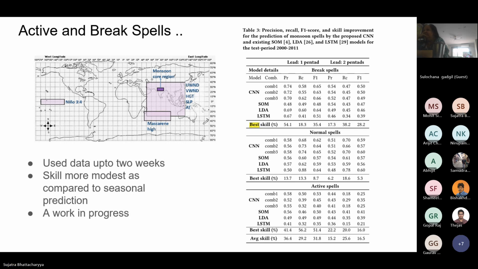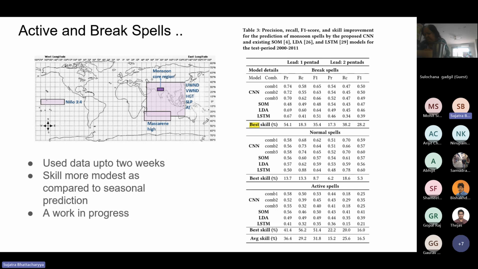There are a series of numbers. All I would like to say is this was the previously reported result, which is self-organizing maps. Compared to that, we got a 54% improvement with this scheme. And these are the other techniques that we have used. One of them is the long short-term memory technique, and linear discriminant analysis is another technique. So CNN gave us the best combinations.